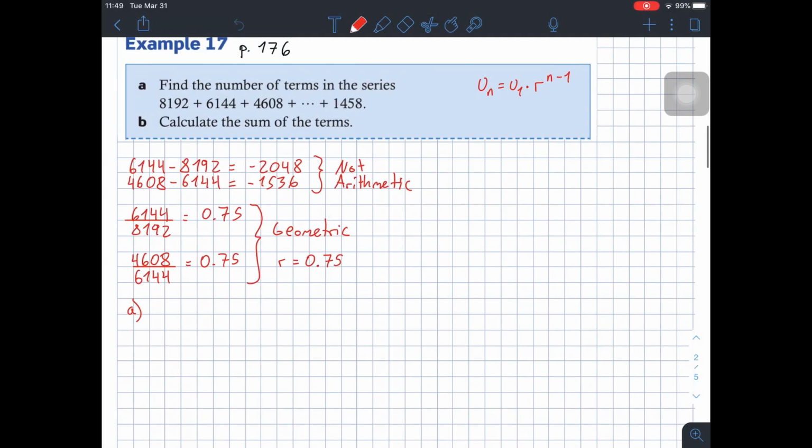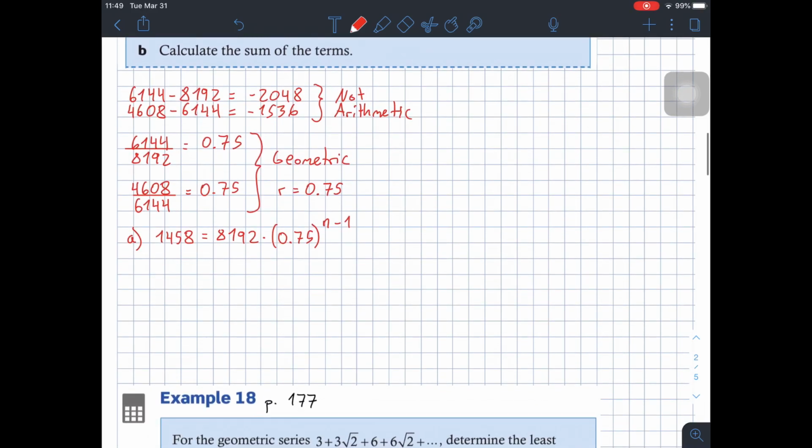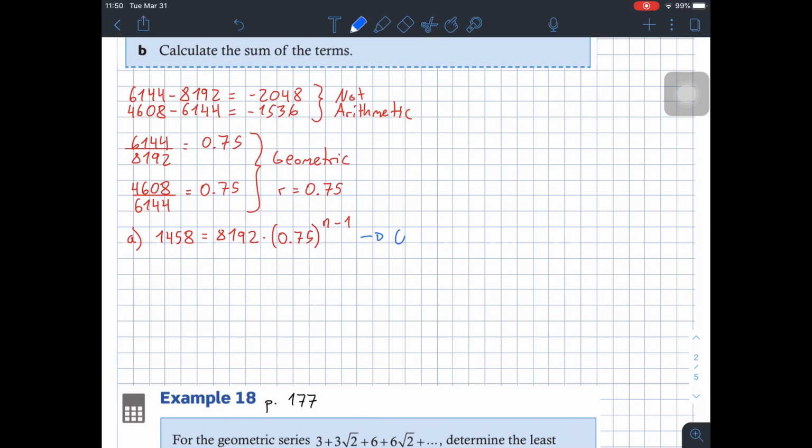So, we know that the last term, Un, is 1458. U1 is 8192. r, we know, is 0.75 to the power of n minus 1. So we need to solve this. There's a shortcut that you could use when applying the formula. Instead of trying to solve for n manually, you could just go to your GDC.